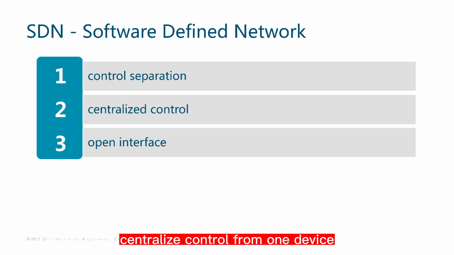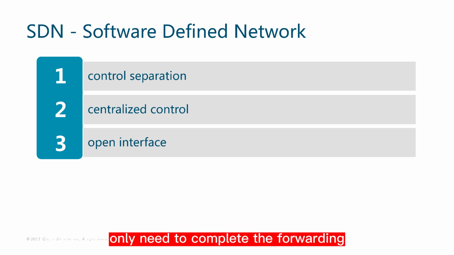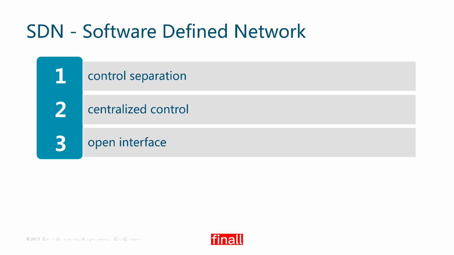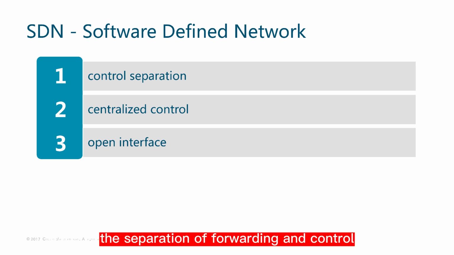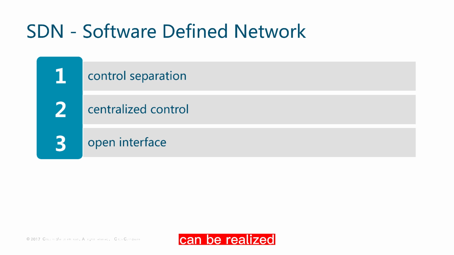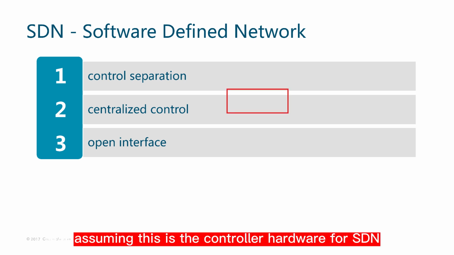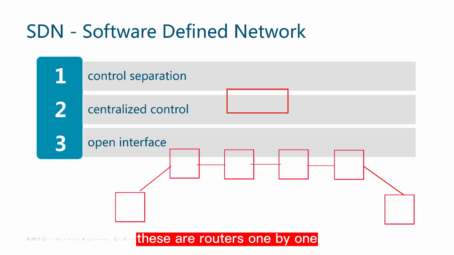Centralized control from one device, and all downstream devices only need to complete the forwarding. Finally, the separation of forwarding and control can be realized. Let's simply draw a picture. Assume this is the controller hardware for SDN. These are routers, one by one.